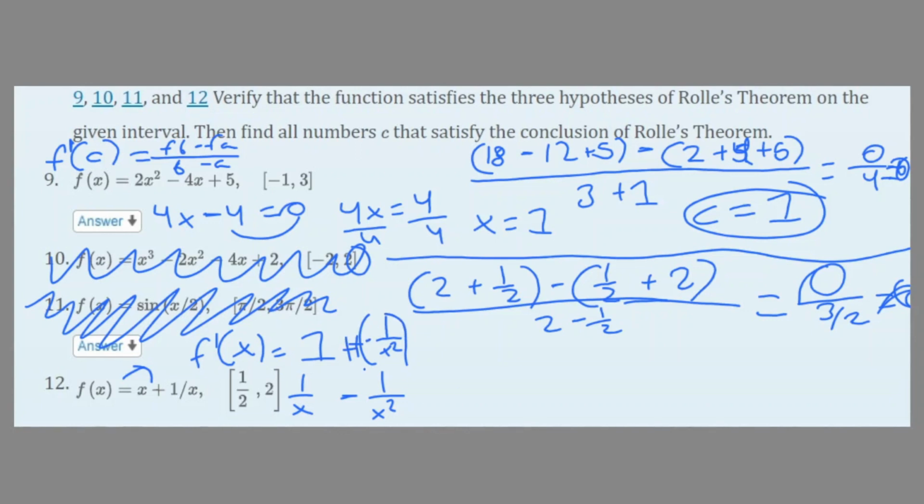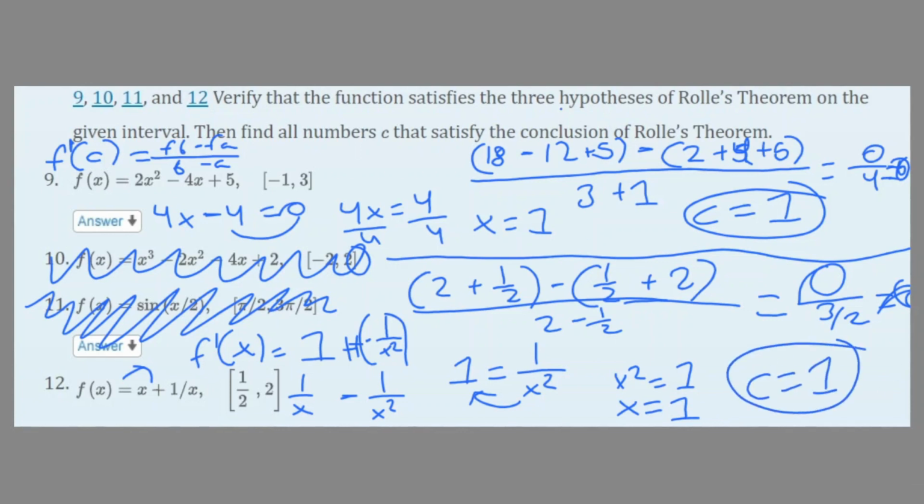And now all we need to do is solve for x. If we move the negative 1 over x squared to the other side, we're going to have 1 equals 1 over x squared. And now we can just move this to the other side. So we're going to have x squared equals 1, and x equals 1, which is also our c value. So c equals 1 is the number c that satisfies Rolle's theorem.